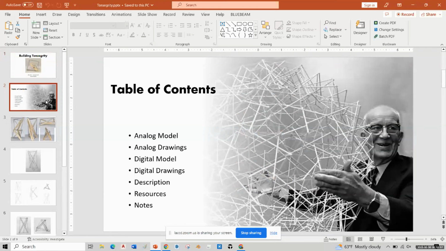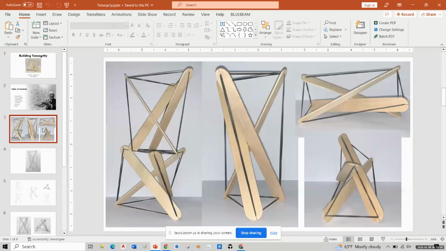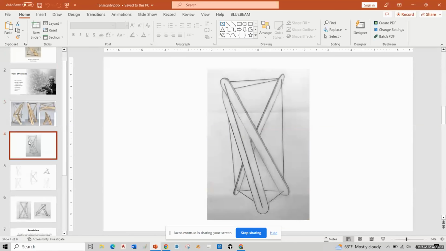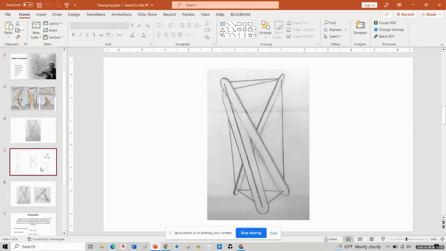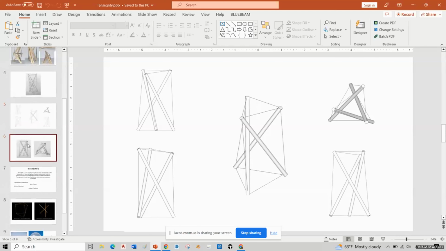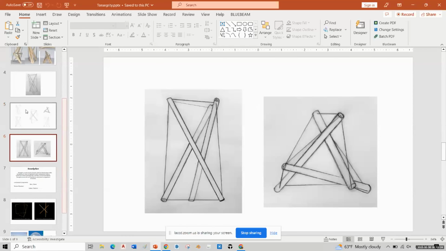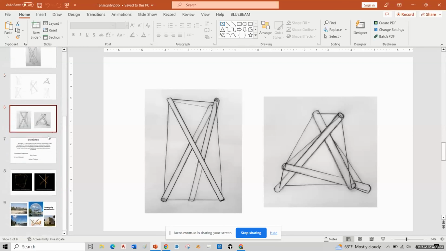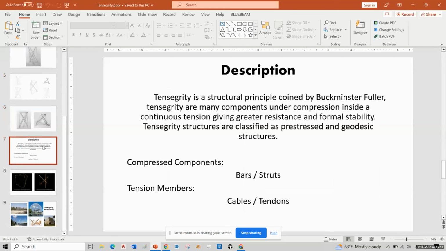This is my table of contents. This is the analog model of the tensegrity I created at home. My drawing of it. The digital model I created on SketchUp. More drawings of that SketchUp model. And tensegrity is a structural principle coined by Buckminster Fuller.